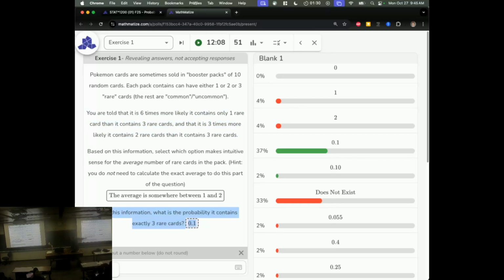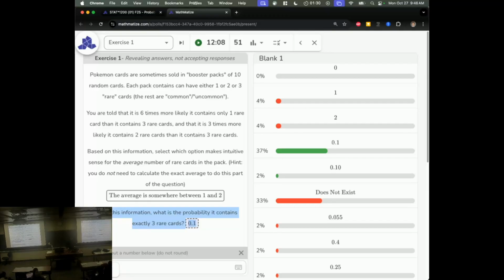And by the way, once you know the probability for 3 rare cards, you know the probability for 1 and 2 because you multiply them by 6 and 3. So the way we did it is we took the information that was given and we calculated what we needed to calculate. Yeah, that's a great way of thinking about it. Any other questions or comments?